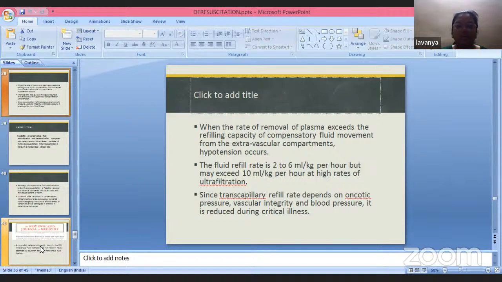In studies, when the rate of removal of plasma exceeds the refilling capacity, when we are doing a SCUF or RRT, CRRT, if the refilling capacity is less compared to the rate of fluid removal, there's a compensatory fluid movement from the extravascular compartments, and then it leads to hypotension. So a patient can go into a hypovolemic status, which is not good. The fluid refill rate is normally 2 to 6 ml per kg to the intravascular compartment. But it may exceed up to 10 ml per kg per hour if you remove at high rates of ultrafiltration.